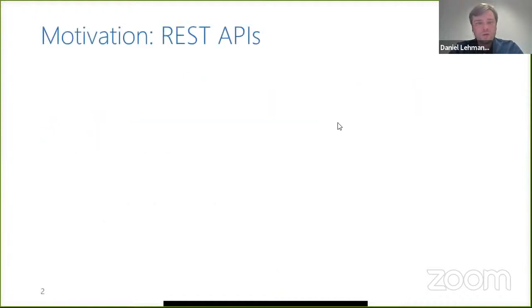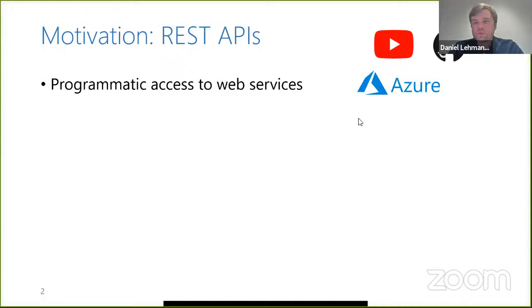Before I go into our approach, I first want to motivate why it is important to look at REST APIs and test them. First, what are REST APIs used for? Typically, they provide you with programmatic access to web services. That could be for a mobile application, could be for scripting. But most importantly, and recently, they are used to access cloud services like Microsoft Azure or AWS.